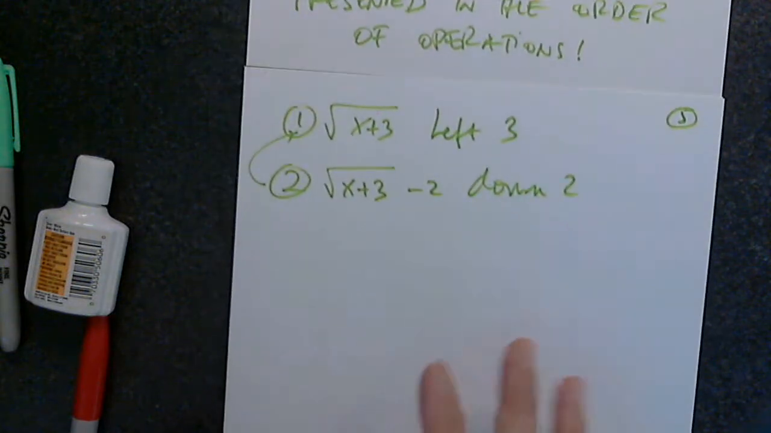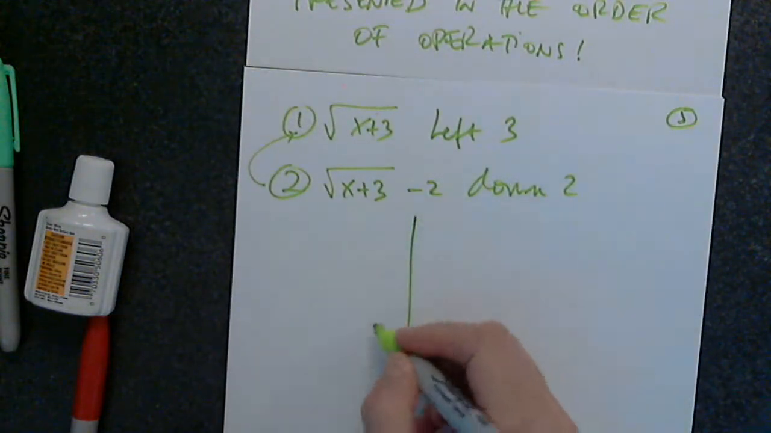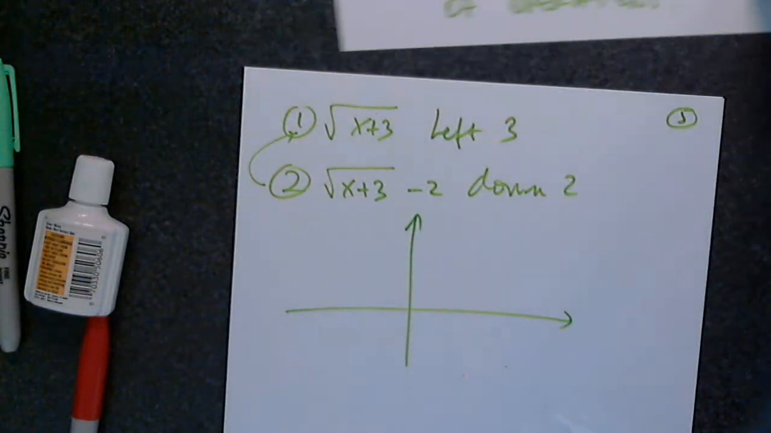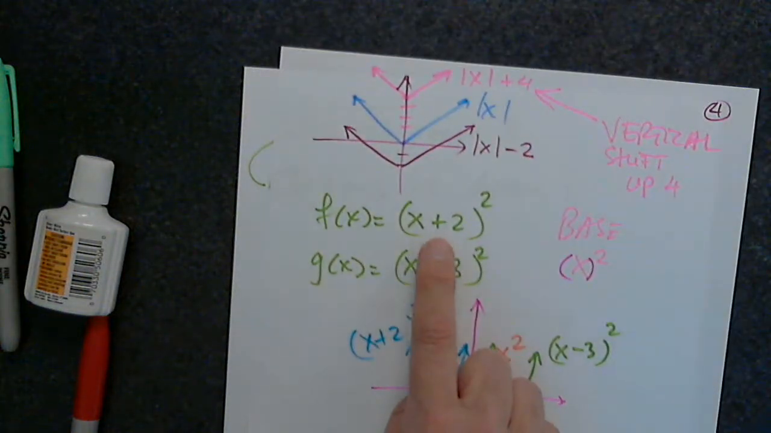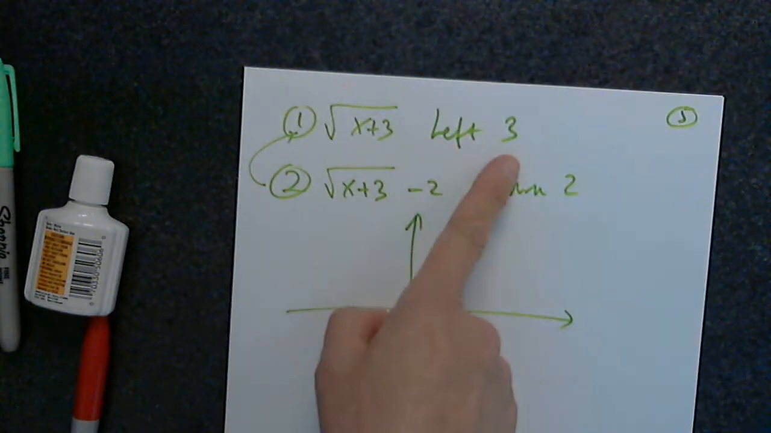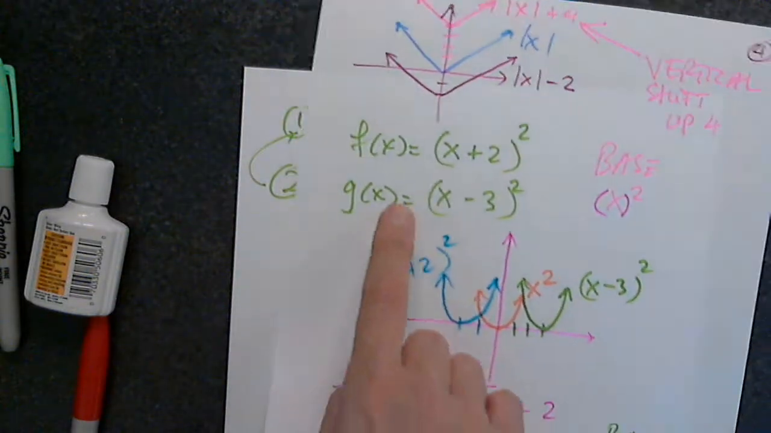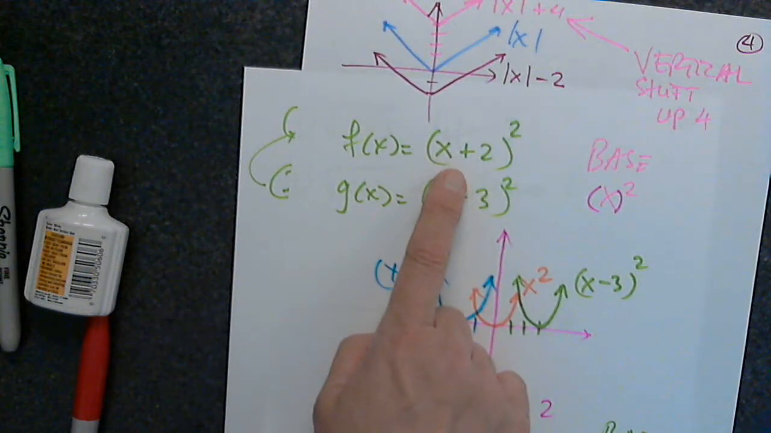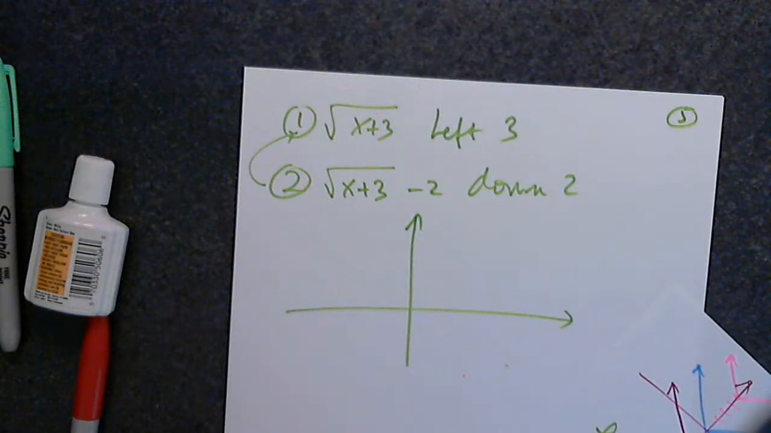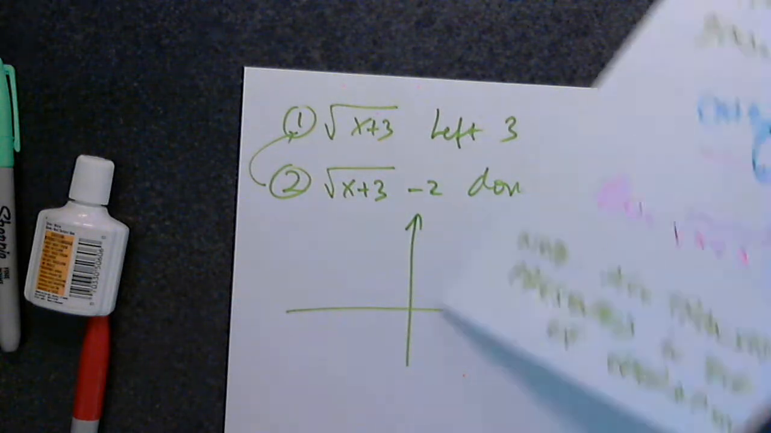So now let's graph. Yes, please. Can you go over how you got left 3 again? Like the first step. x plus 2 shifts the graph to the left 2, and x minus 3 shifts the graph to the right 3. So x plus 3 is left 3, based on the same concept from before. Is that better? Yeah. Perfect.